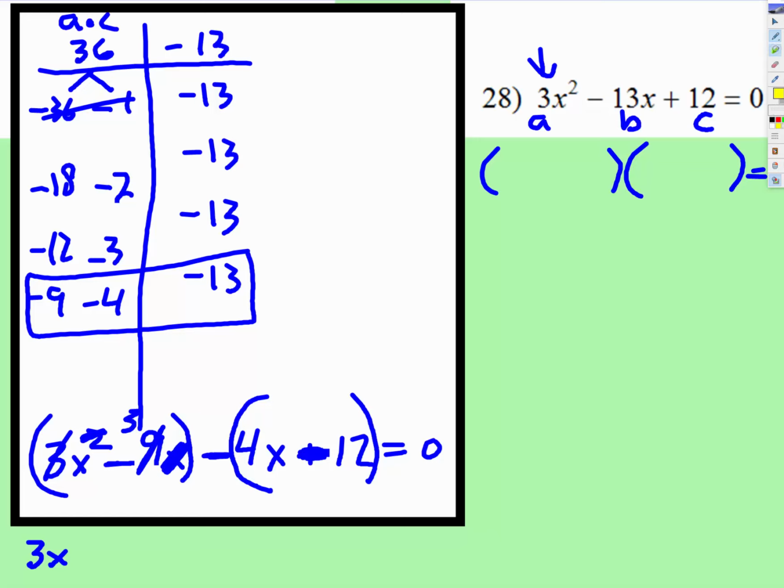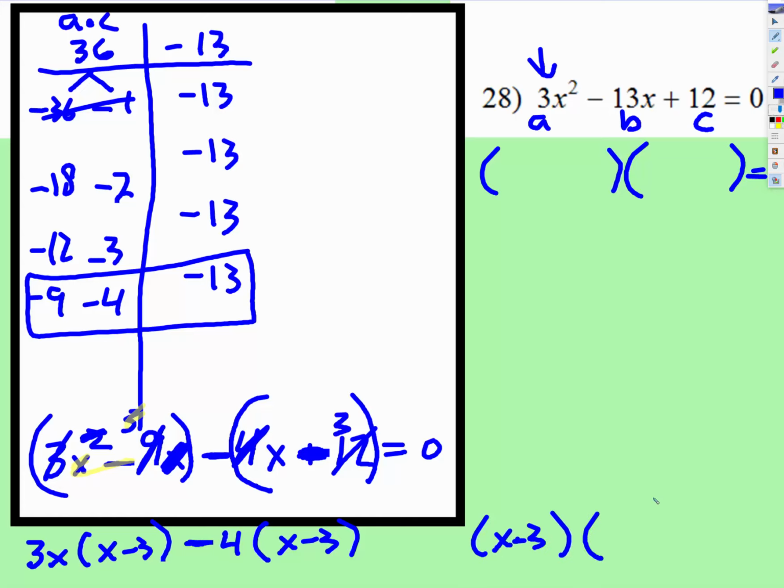And what you have left is x subtract 3. So in parentheses, x subtract 3. Then we have that subtract sign. -4x and 12, they both share a 4, so that 4 goes away. 12 divided by 4 is 3, leaving x subtract 3. Then they both share an (x - 3). And then what's left on the outside is (3x - 4).